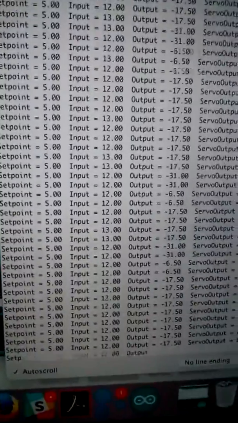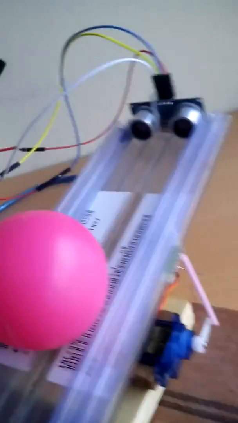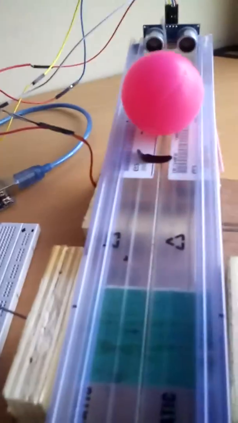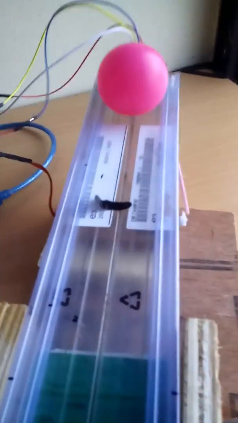What I have here is my code, which is in Arduino. And then my output is actually coming out on the standard out. My Arduino is now connected to both the motor in the bottom, the servo motor, and the distance sensor. And I'm using a certain algorithm which is called PID, PID controller.